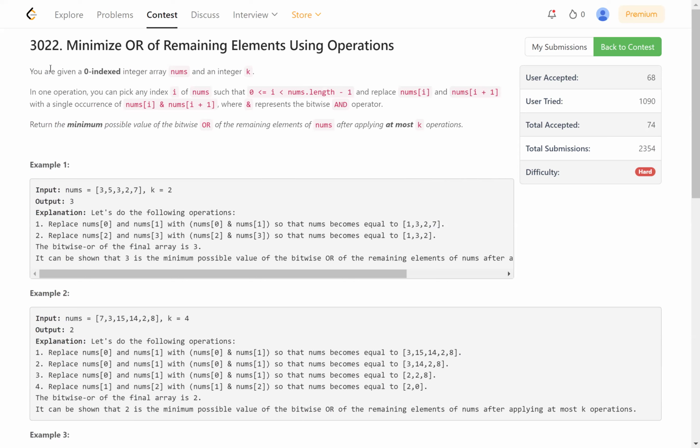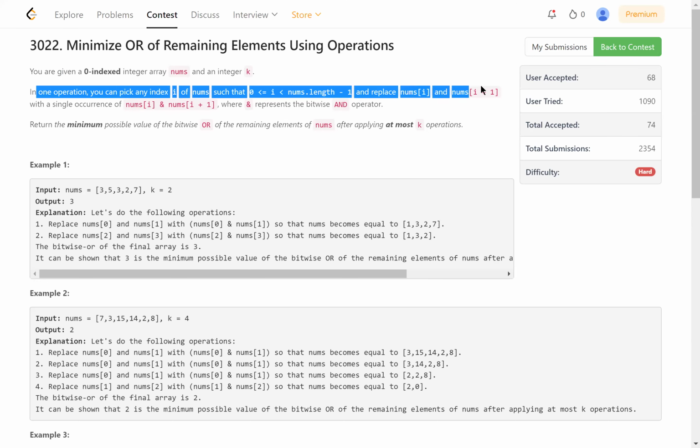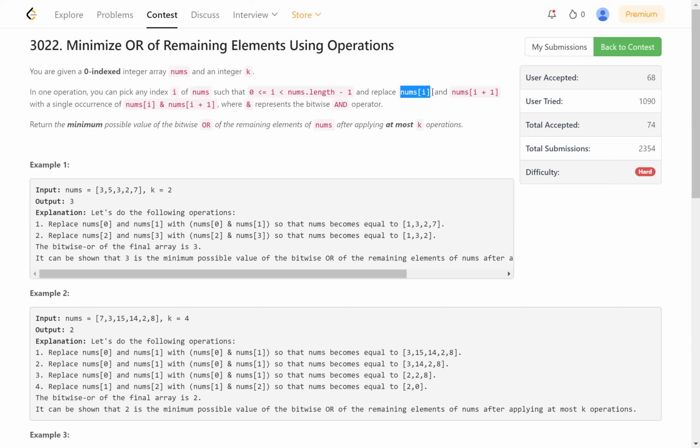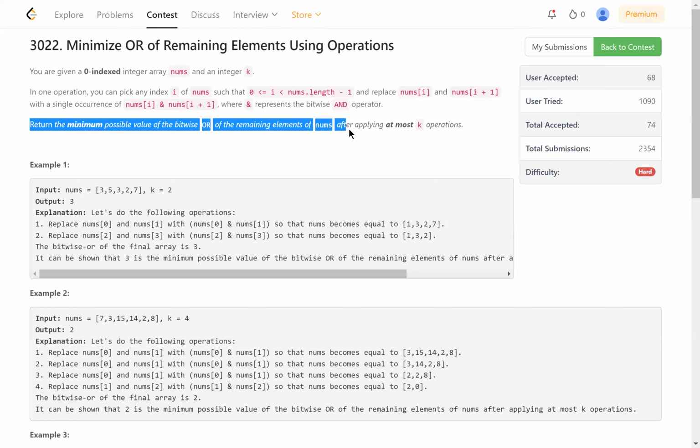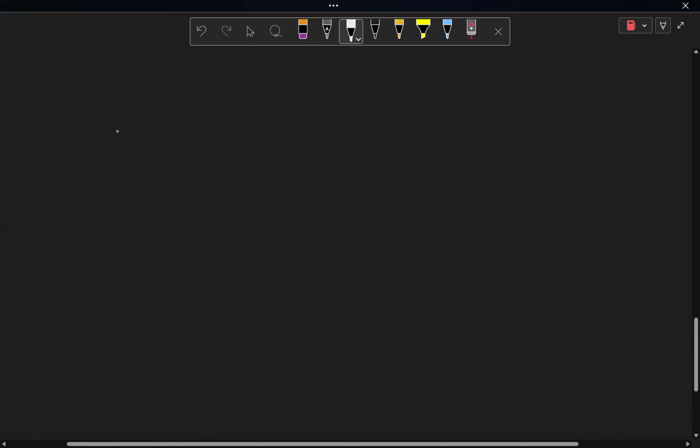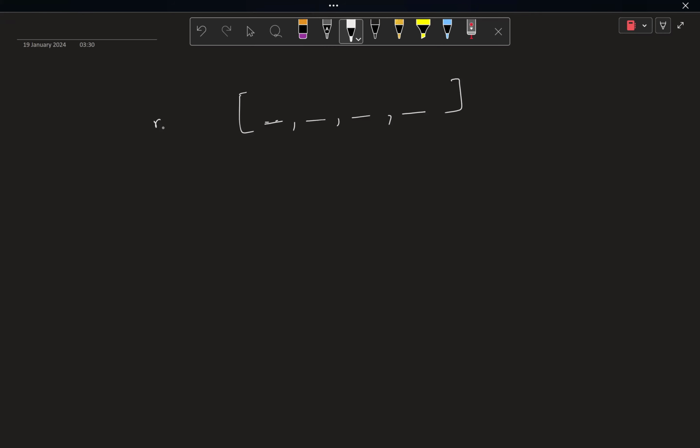Okay, so the problem says that we are being given a zero indexed integer array nums and an integer k. And in one operation, we can choose any index i, which is not the last index, and replace the element on that index and the next element with a single occurrence of nums[i] and nums[i+1], where and is the bitwise AND operator, and we have to return the minimum possible value of the bitwise OR of the remaining elements of nums after applying at most k operations. So I think that the problem statement is very clear, that we have been given an array nums.